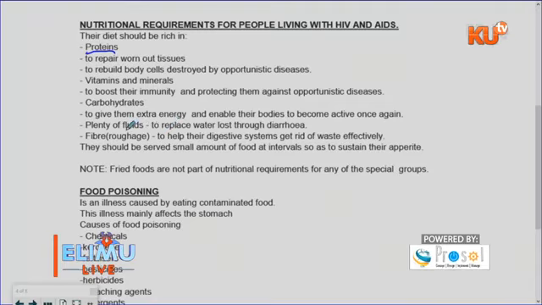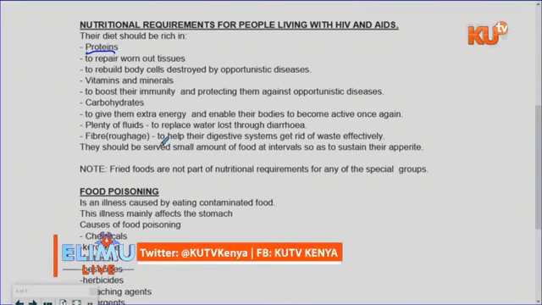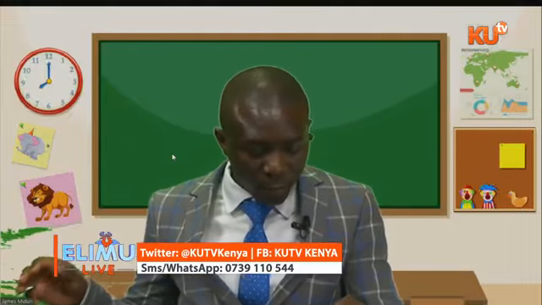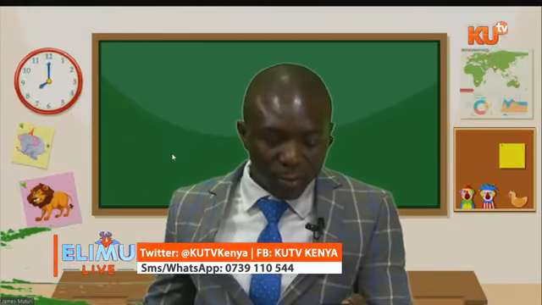They are supposed to take plenty of fluids. This plenty of fluids helps to replace the water lost through diarrhea. One of the opportunistic diseases is diarrhea. And then fiber or roughage to help in the digestive system and to get rid of waste effectively.